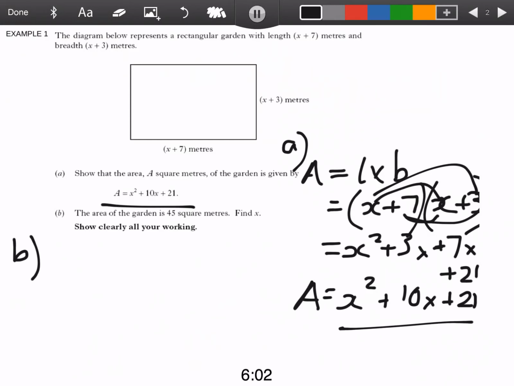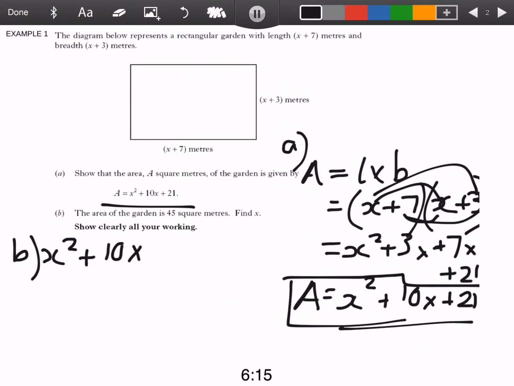The area of the garden is actually 45. Find x. The area of the garden is 45. This here is the formula for the area of the garden. So if the area of the garden, which is given by this formula, is 45, then this formula equals 45. Okay?